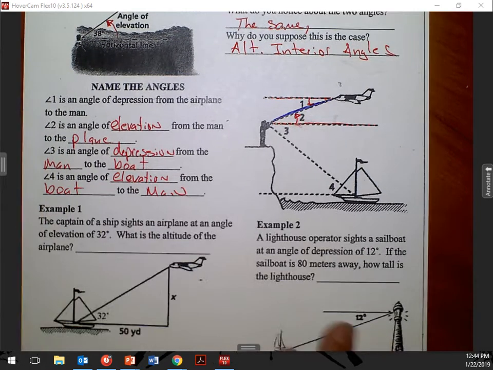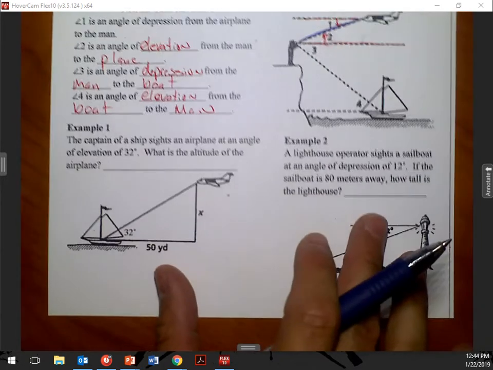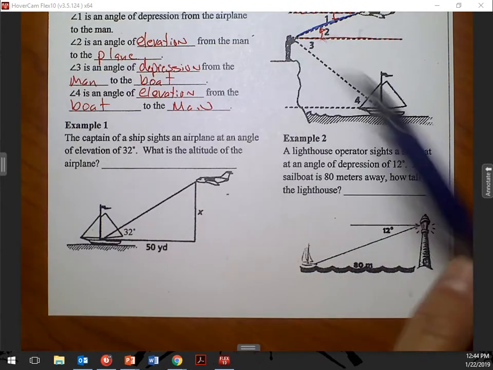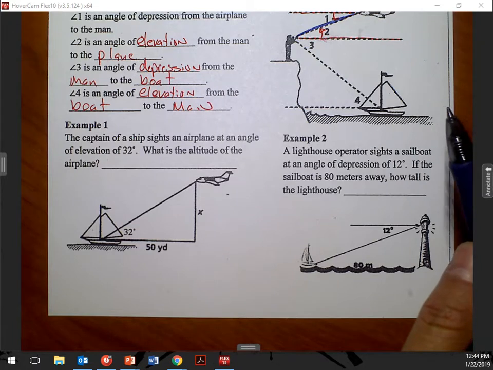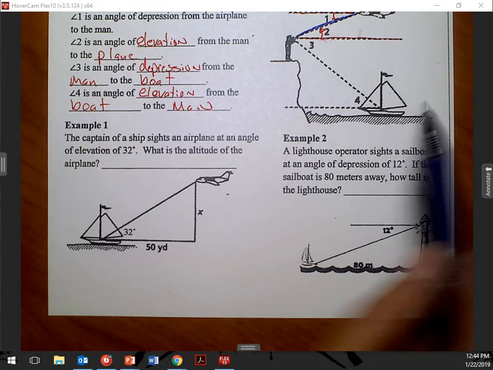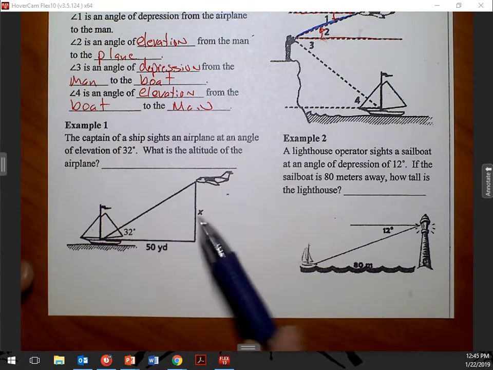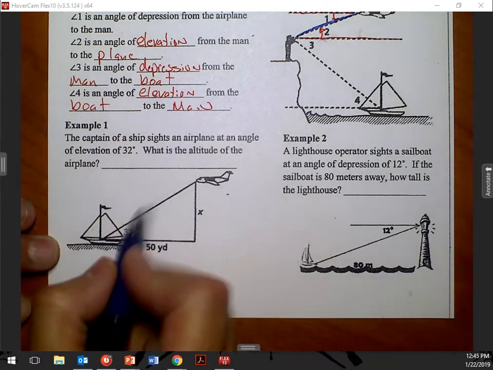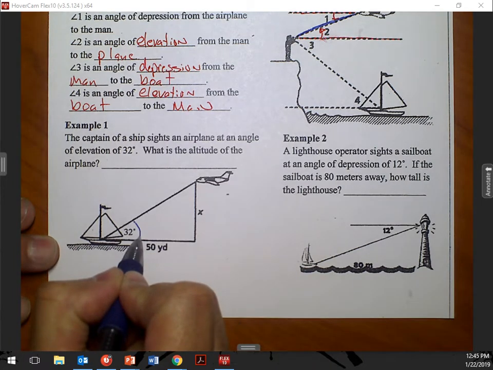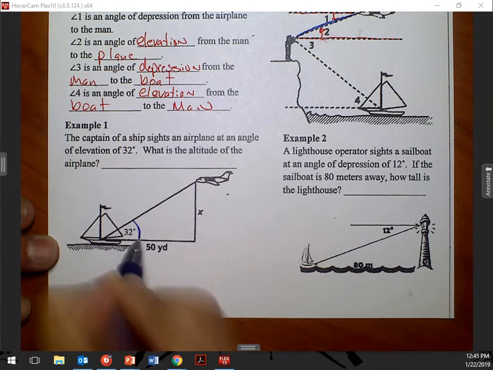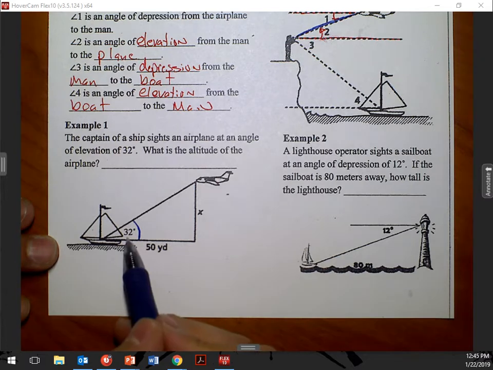The captain of a ship sights an airplane at an angle of elevation of 32 degrees. What is the altitude of the airplane? So from this, let's use trig. This thing right here would be called my reference angle.